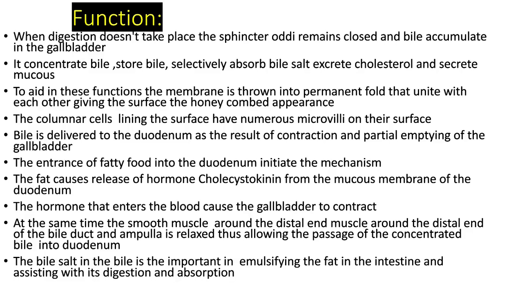The entrance of fatty food into the duodenum initiates the mechanism. The fat causes release of the hormone called cholecystokinin from the mucous membrane of the duodenum. The hormone enters the blood and causes the gallbladder to contract. At the same time, the smooth muscle around the distal end of the bile duct and the ampulla is relaxed, thus allowing the passage of the concentrated bile into the duodenum. The bile salt in the bile is important in emulsifying the fat in the intestine and assists with its digestion and absorption.